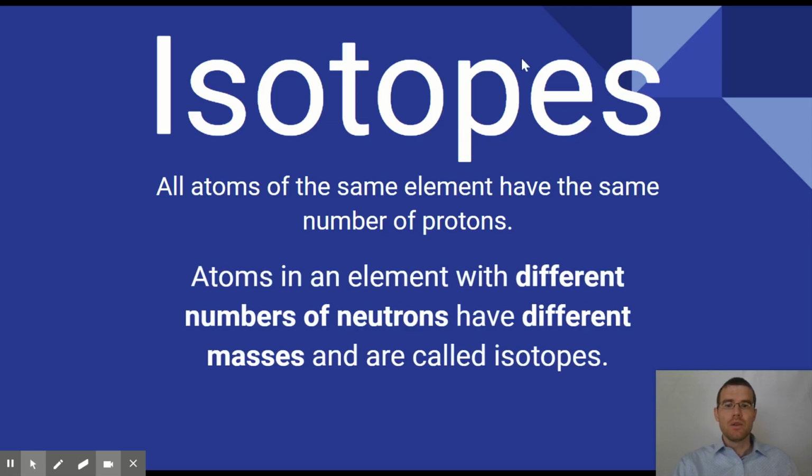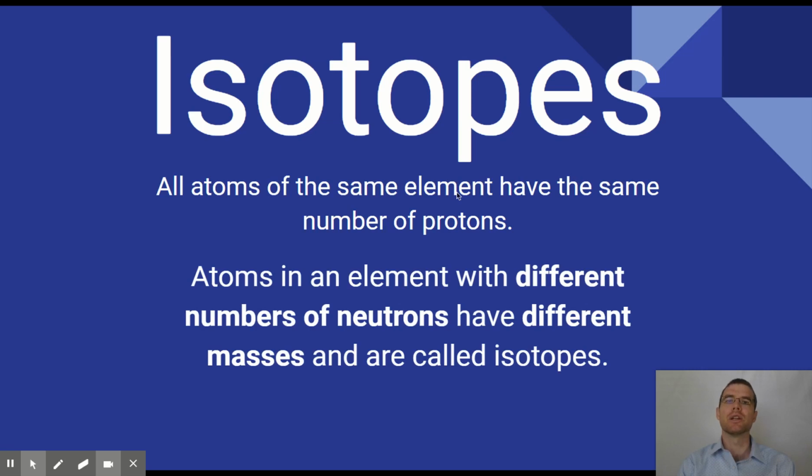Isotopes. All atoms of the same element have the same number of protons. We've talked about atoms, we've talked about elements, and as you add protons, or increase the number of protons, you're changing the type of element that you have. Well, isotopes involve having the same element, but different versions of that element. So you're not changing the number of protons when you have a different isotope.